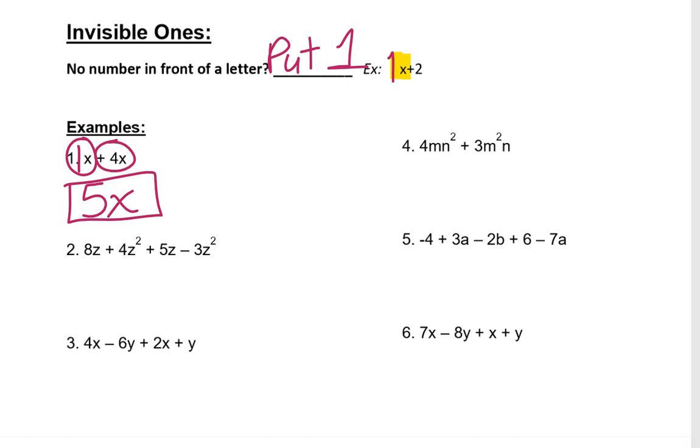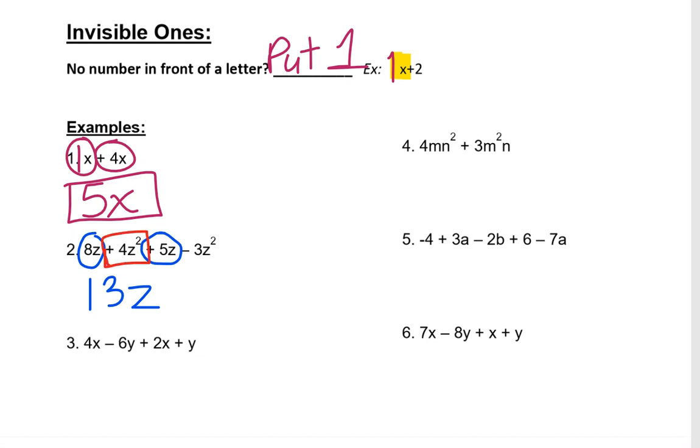I have my first term is 8z. Now be careful here. z and z squared are not the same letters. Those are not the same variables. So I need to match 8z with another term that only has z. So here is this plus 5z. 8z plus 5z is 13z. So I have 13z.